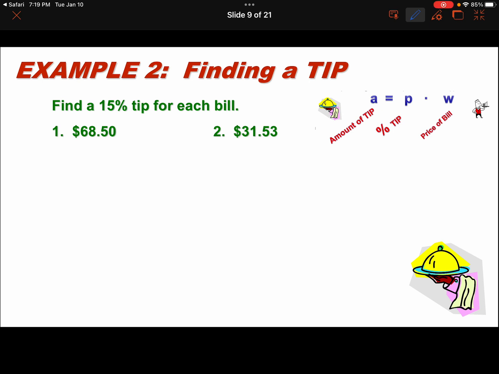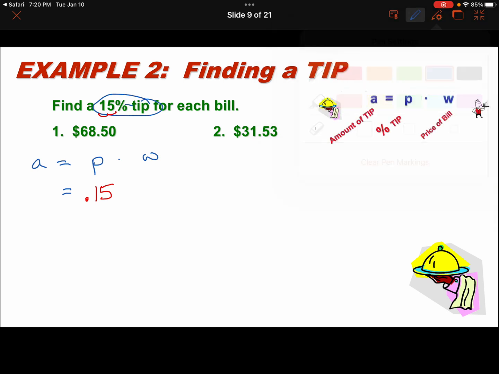So as we go here, we're going to practice finding the exact tip. And so once again, we're going to go A equals P times W. And in this case, the directions tell us they want us to use a 15% tip. So once again, we need to change that percent into a decimal. So I'm going to put 0.15 as my P. And the whole bill in this case was $68.50. And I know in science class and things you put your labels, but we don't put the dollar sign in until the end.